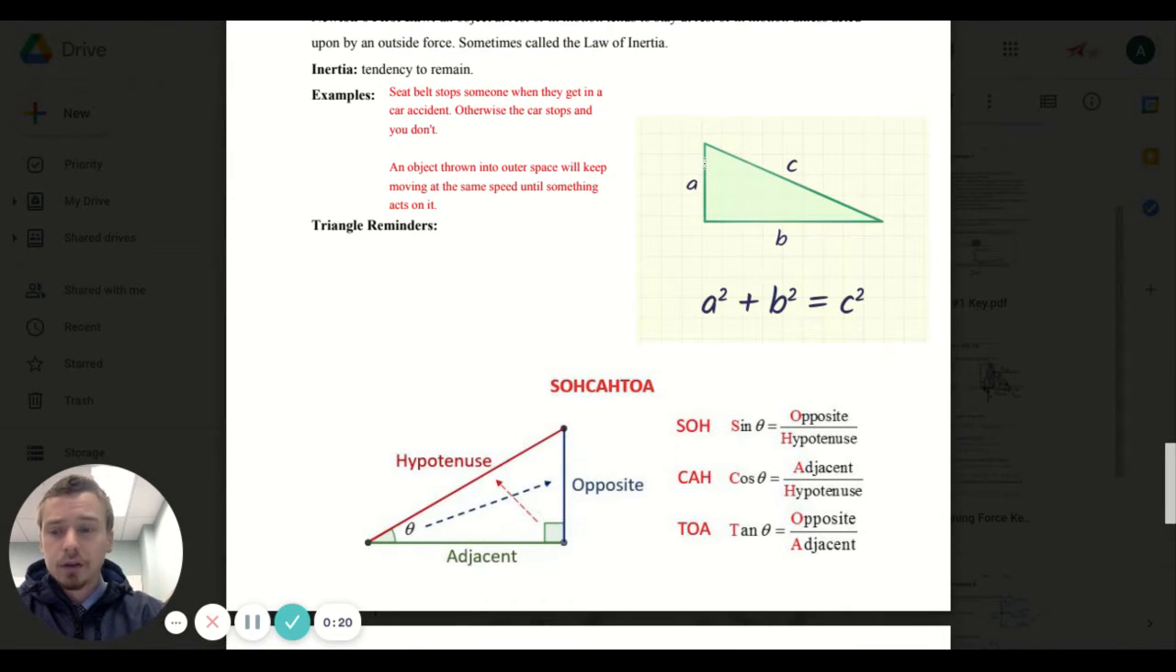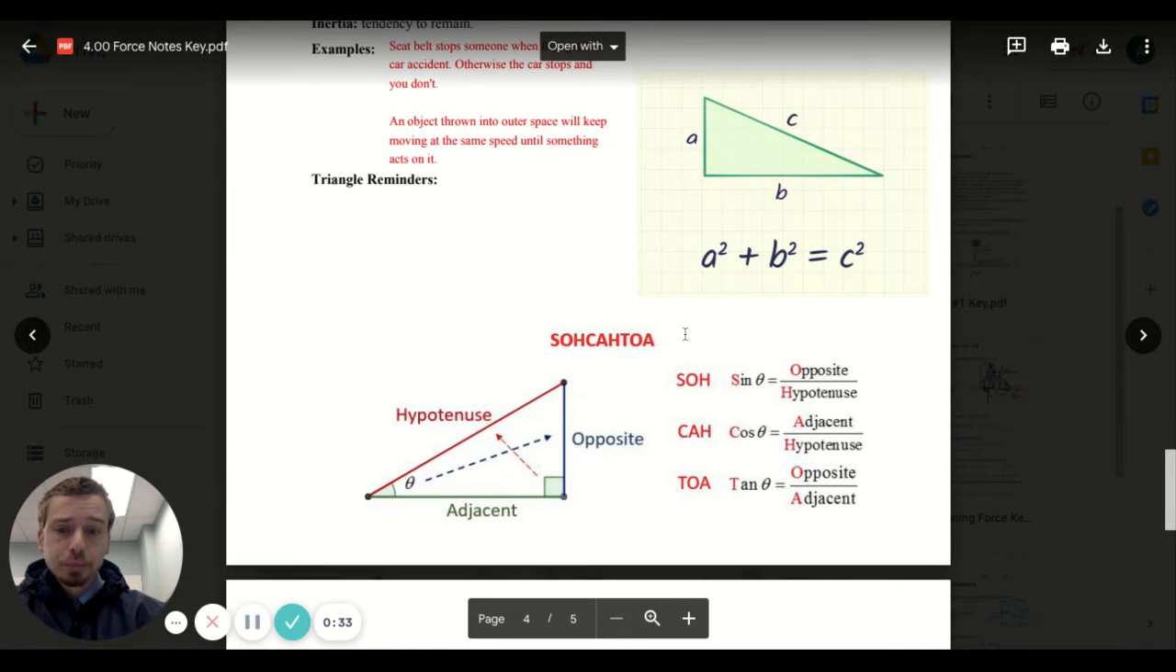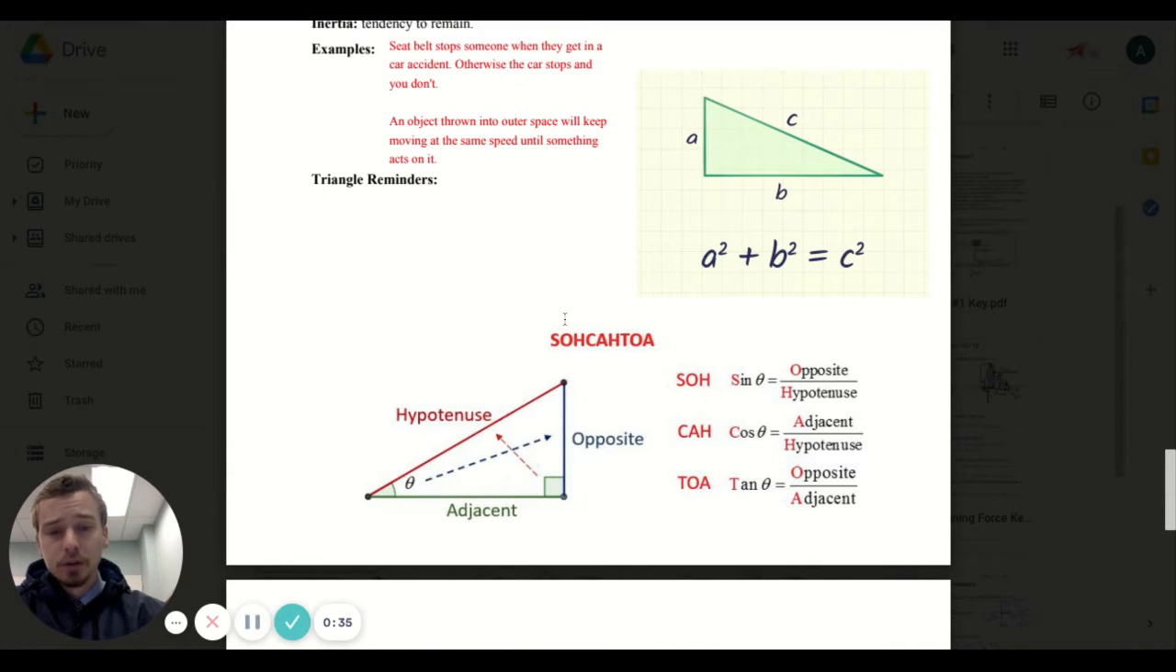But first, the Pythagorean theorem: a squared plus b squared equals c squared. We will occasionally be using this if you know what two of the sides are, and you're looking for what the diagonal force is. But the main thing that we're going to be doing is SOHCAHTOA.